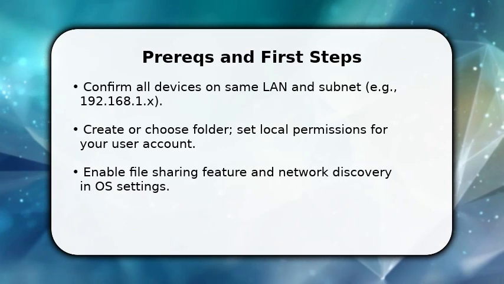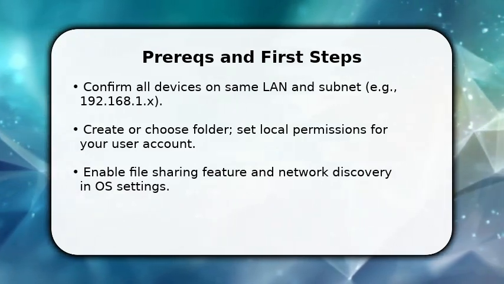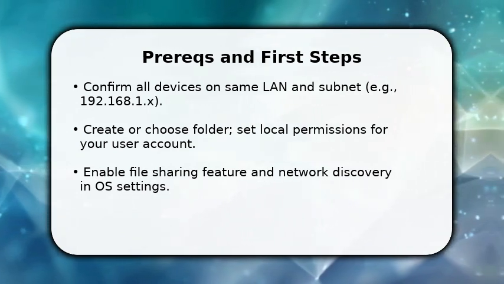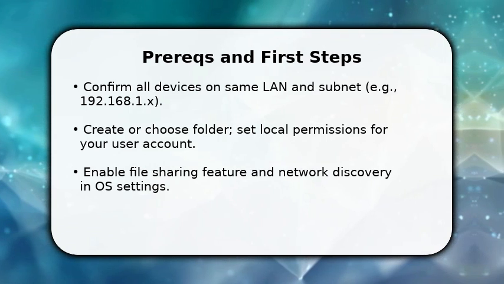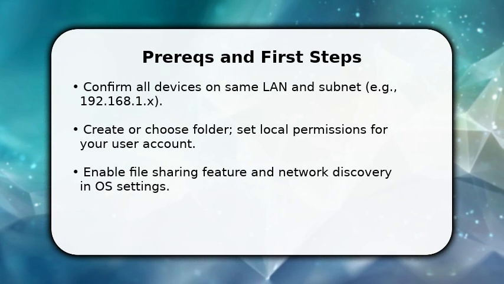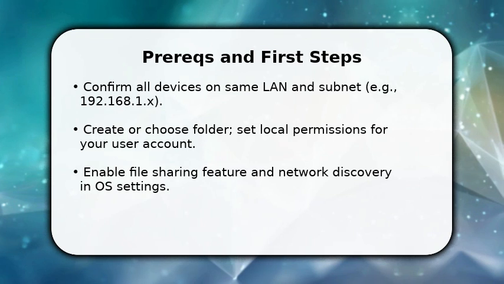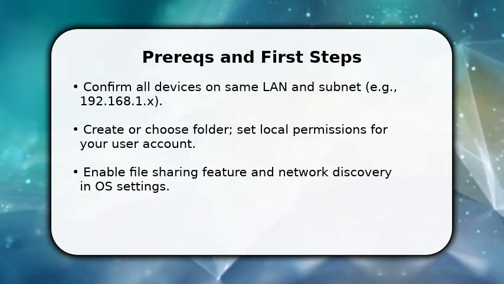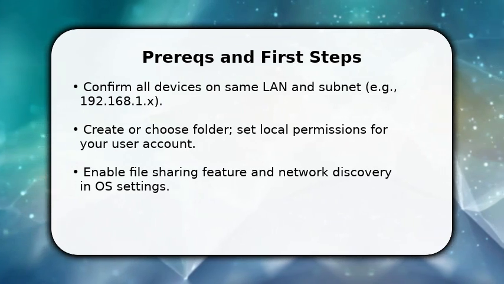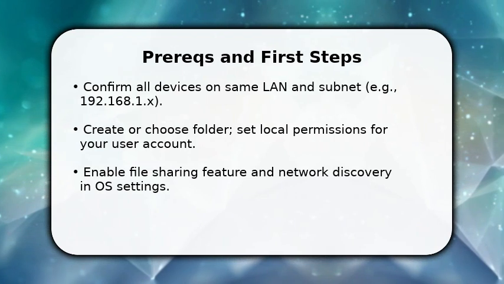You start by verifying prerequisites. Make sure every device is on the same LAN and subnet, and that network discovery is enabled. Next, create or pick the folder you want to share and adjust local file permissions for your user account so you can manage sharing. Once done, enable the operating system's file sharing feature and choose the network profile as private. This reduces firewall blocks and lets devices see each other immediately, so you can proceed to share the folder.